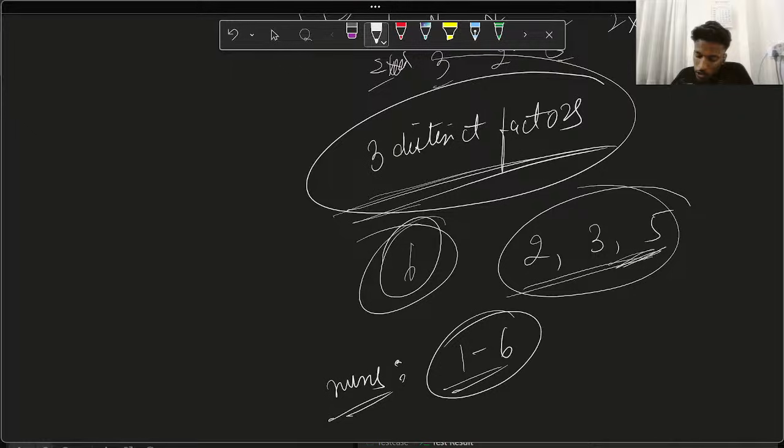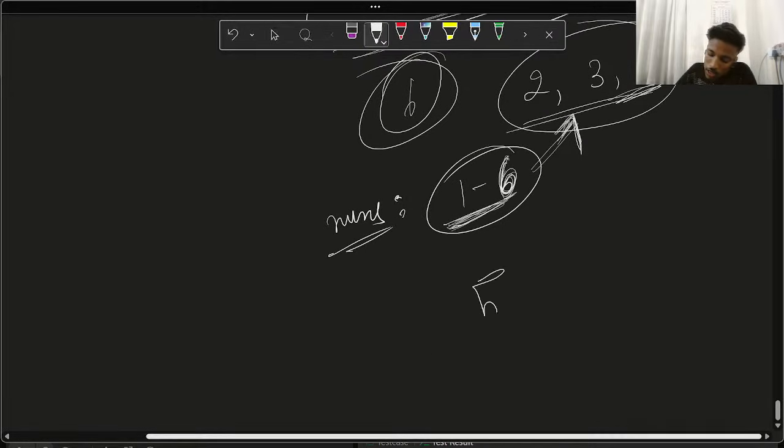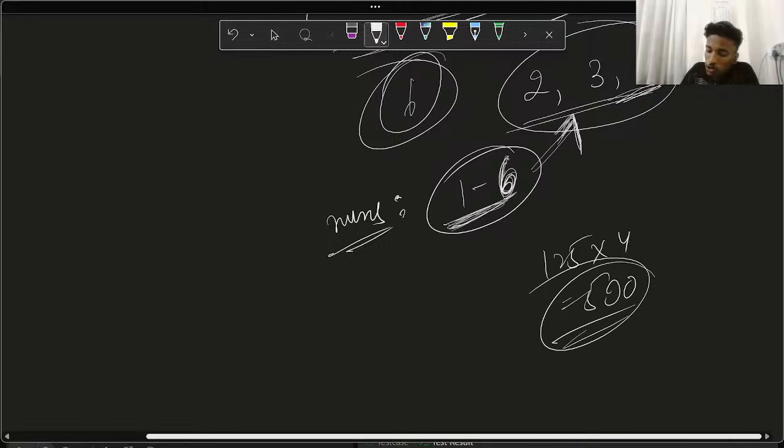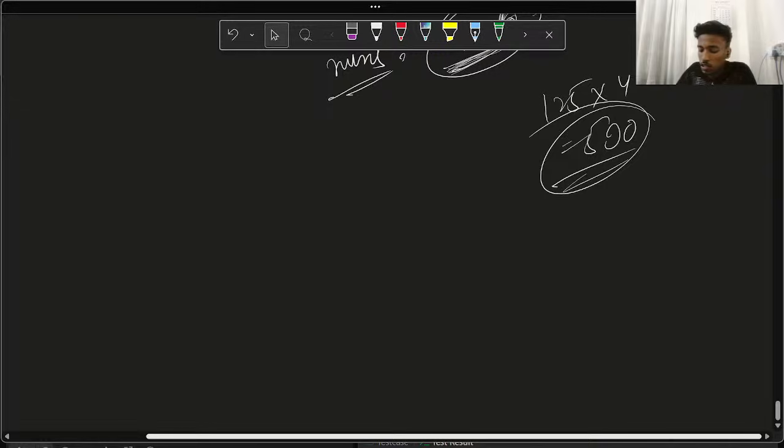Since the nums array contains the values from 1 to 6, I am sure that whatever the number is, it can be represented in the form of powers of 2, 3, 5, because these are the prime numbers. And we know that the value will be a power of these numbers. You may say the number can be 5 power 2 into, suppose, 125 into 4. How much is 125 into 4? It is 500. Suppose the value is 500. But you can write it like this: 5 power 2 into 2 power 2.